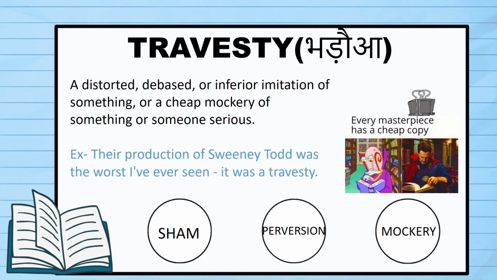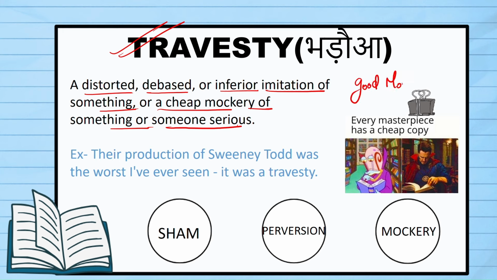Okay. Coming to the next word, we have travesty. Travesty means a distorted, debased, or inferior imitation of something, or a cheap mockery of something or someone serious. Now, travesty, most of the time, when you have a very good movie, right? You have a very good movie or you have a very good book. So, next time you see a very good book, it gets adapted into a series or you could say it gets adapted into a movie.